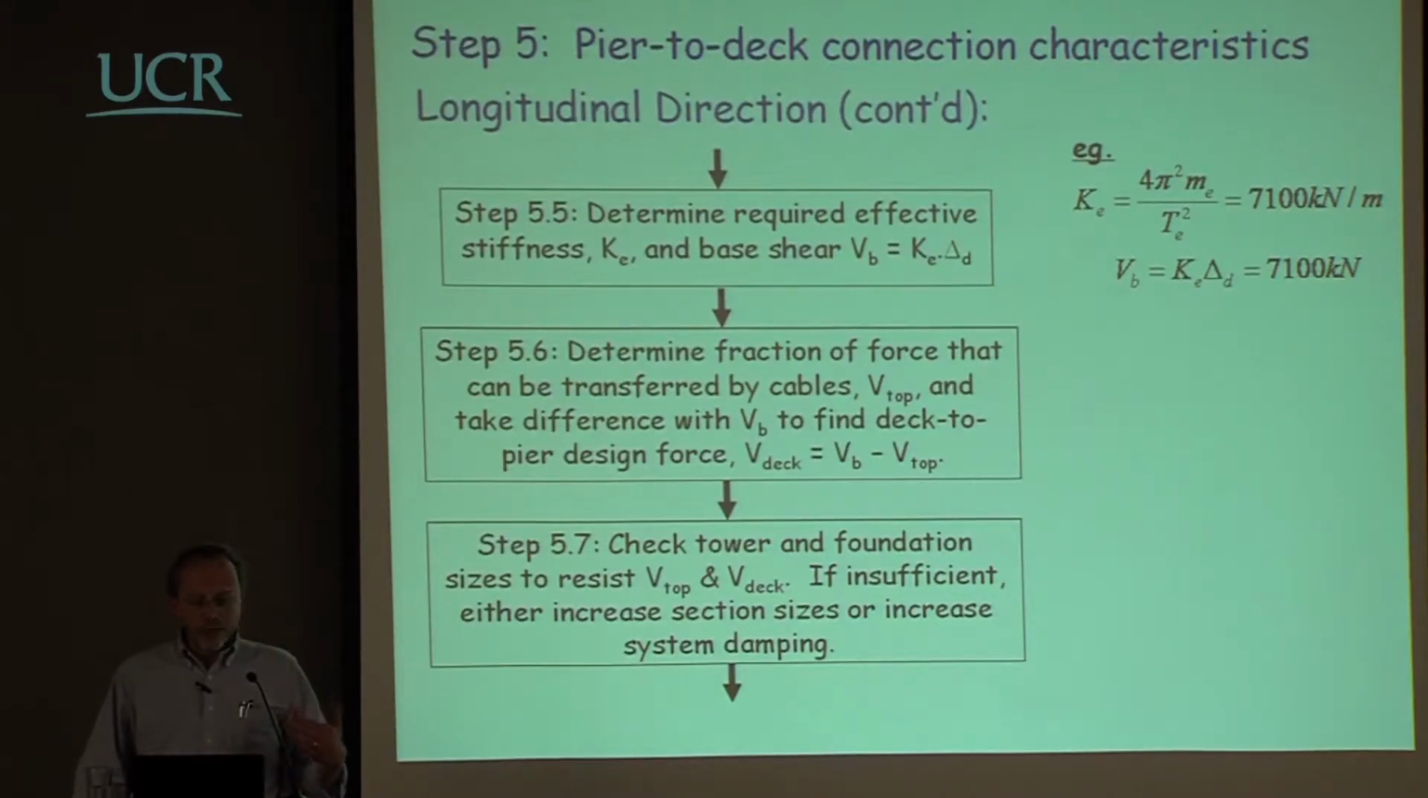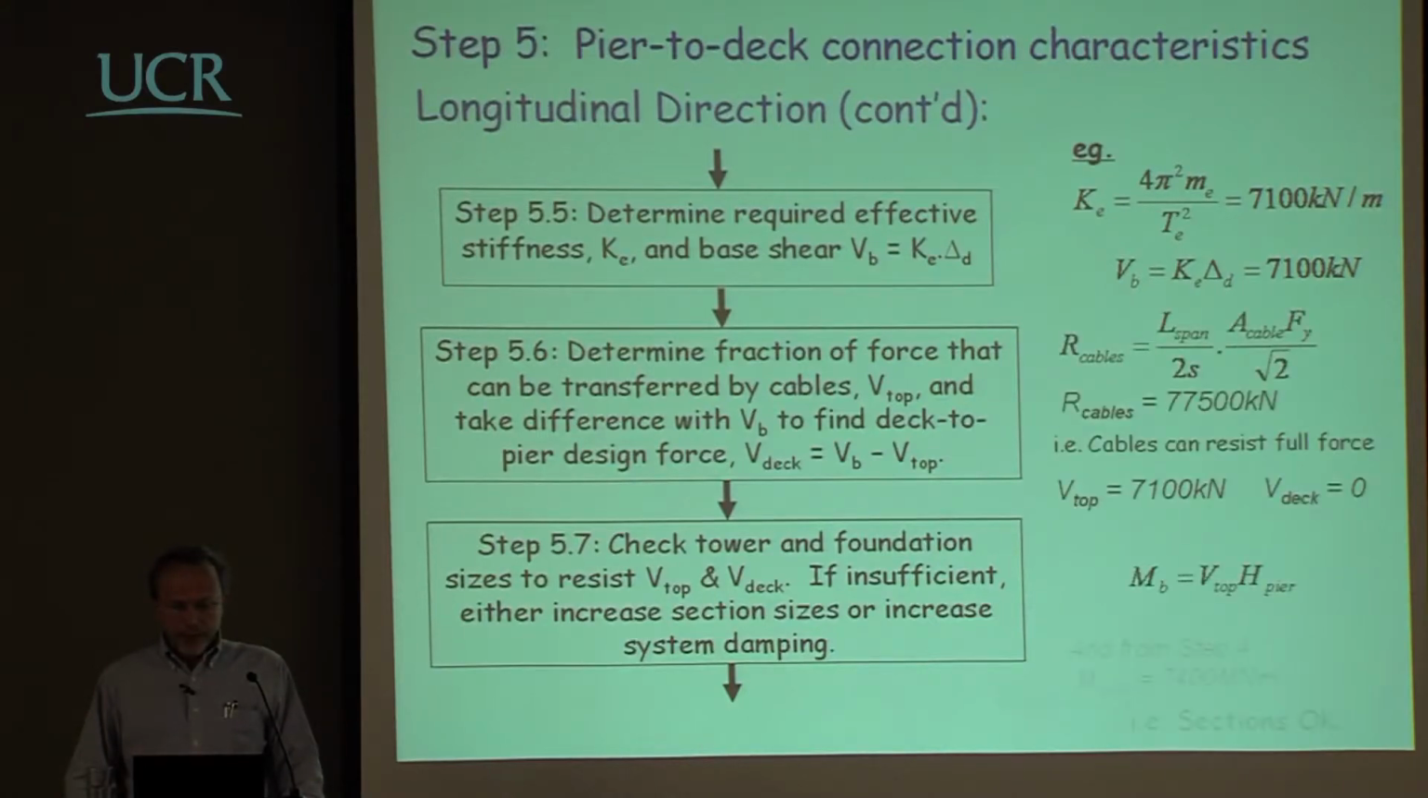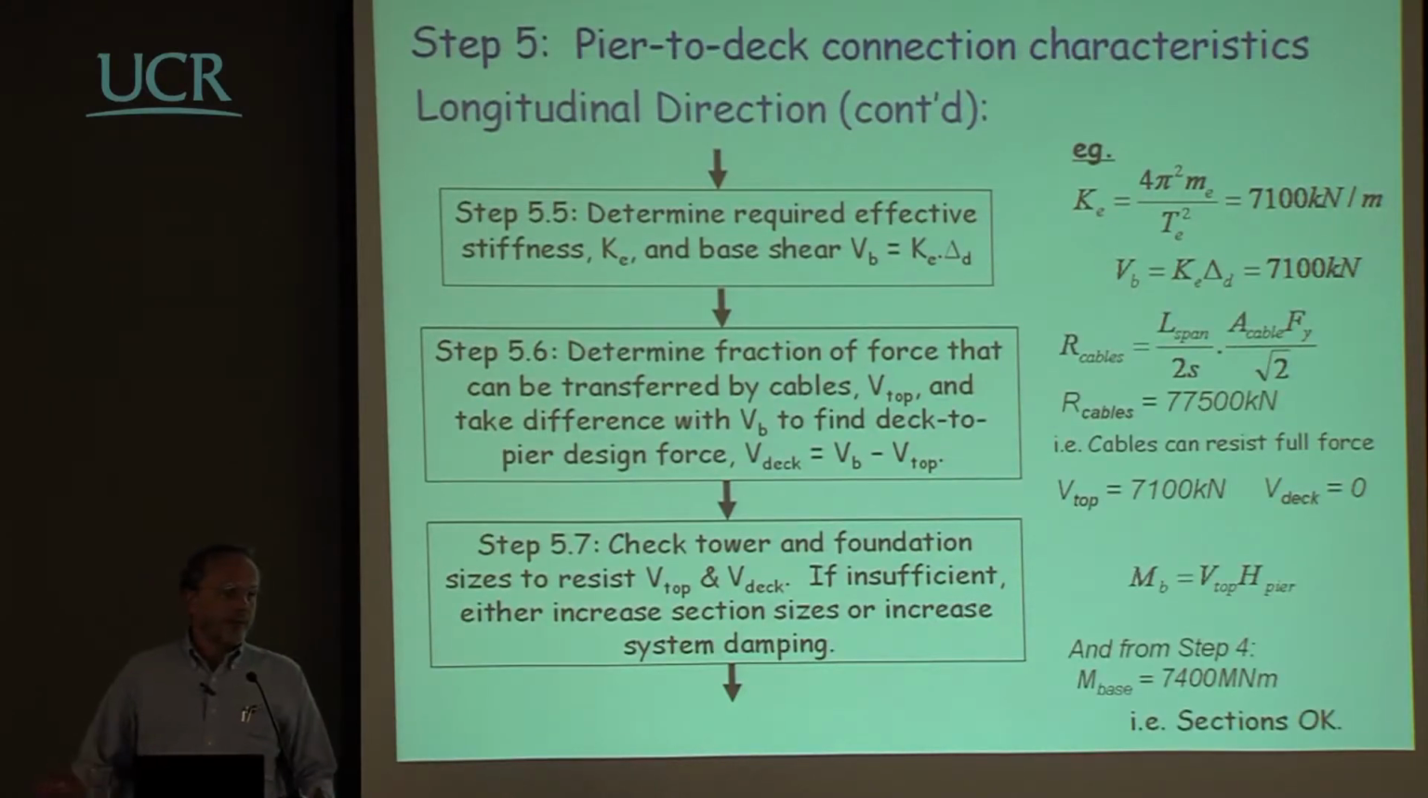And then you should see what fraction of this shear will go into the cable and therefore will be a shear at the top of the pier, and what fraction will go at the level of the deck. And if you do that, you may end up that you do not need a force transmission, or that you may need some force transmission. But you end up with a certain level of bending moment, and you will compare this bending moment with the bending moment that you had calculated for gravity at the base of the pier, and you will see whether the base of the pier will be able to take that gravity moment or not.